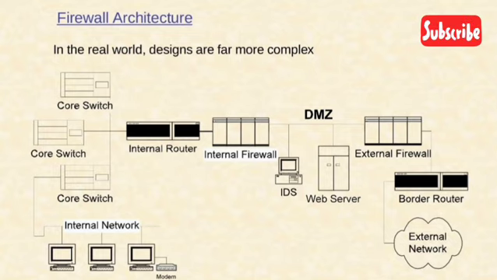These core switches can handle large amounts of traffic and play a key role in distributing data to the right places. Next, we have the internal router. This router connects the internal network with the firewall layers and controls the flow of data between different parts of the network, ensuring that traffic goes through the necessary security checks.